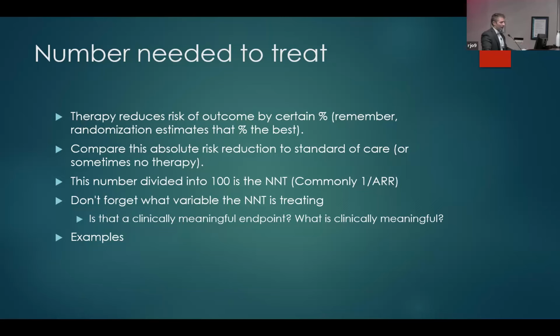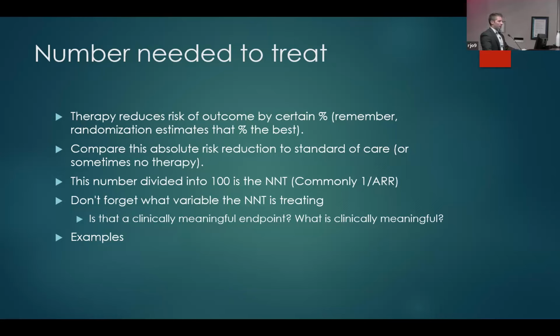I'll add with a caveat of modest or mild effect sizes, which is most of biomedicine. So then you take that absolute risk reduction and you compare it to the standard of care, which we're going to show examples of. And that difference is your absolute risk reduction, and you divide that into 100.